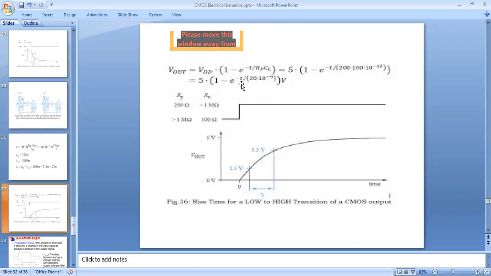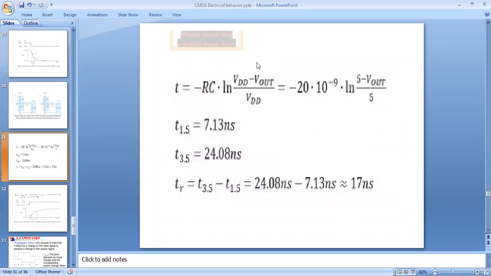Same as in the previous analysis, bring the parameter small t. Now you get this expression: t equal to minus RC into natural log of VDD minus V out by VDD. In the previous case we got only V out by VDD, but here, since it is V into 1 minus, we have VDD minus V out by VDD.